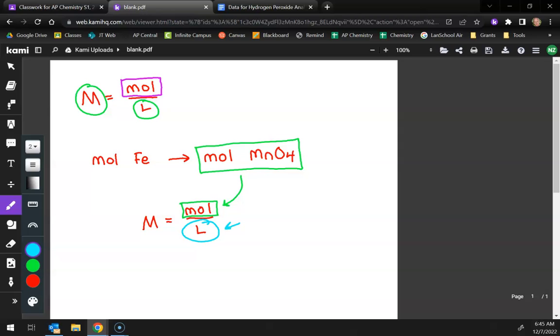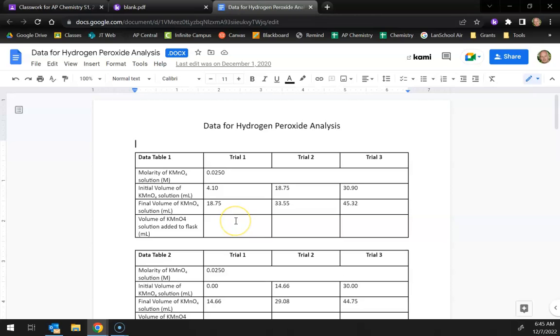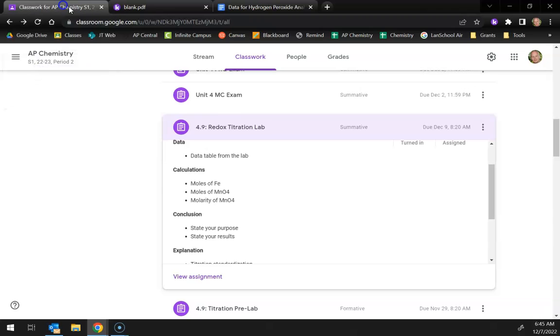So let me just write this in here. This is the volume added, and that's going to be an average of 3 trials. Now, if you over titrated, do not use that trial. I mentioned in the lab to make a note on your data table if you over titrated. So use 2 of the 3 if you over titrated 1. Those are the calculations.